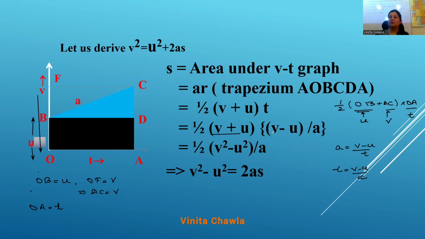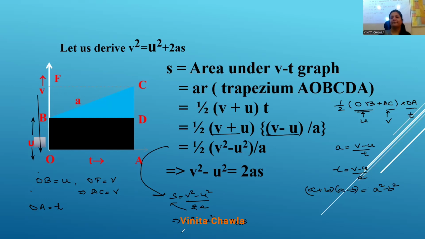Now here we have used the identity. Which identity have we used here? A plus B, A minus B is A square minus B square. So A is V and B is U. So we'll use this identity and write V square minus U square. So we have S is equal to V square minus U square upon 2A. So we can move this 2A to the other side. We'll get this relation as V square minus U square is equal to 2AS.